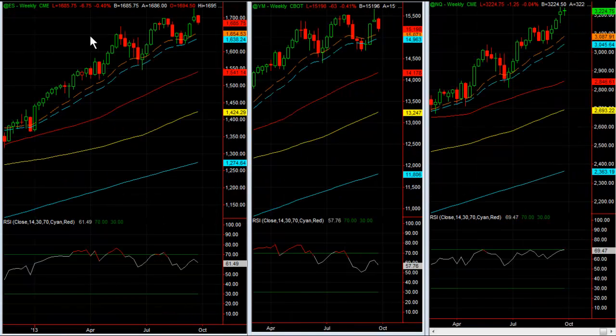Now here's a snapshot of the same three indexes on a weekly time frame. This is what I call long term. You can see the trend is shifting a little bit to the downside here on the S&P and on the Dow, but still very strong to the upside on the weekly on the NASDAQ. So again it looks the strongest.